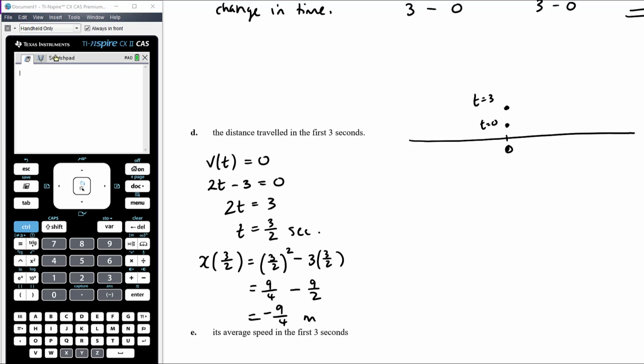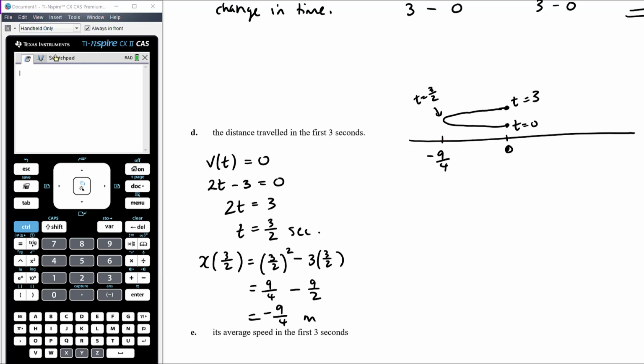So actually it travels to the left. I'm just going to move those over. So at t equals 0, it's at O. It then moves back to a displacement of negative 9 on 4 at t equals 3 on 2, and then it comes back to O by t equals 3. Now obviously it's not looping around, it's just moving in a straight line, but this is just to be able to see what's happening.